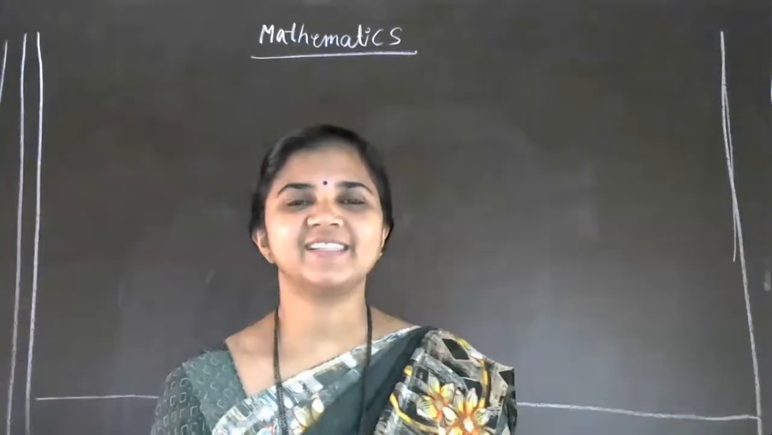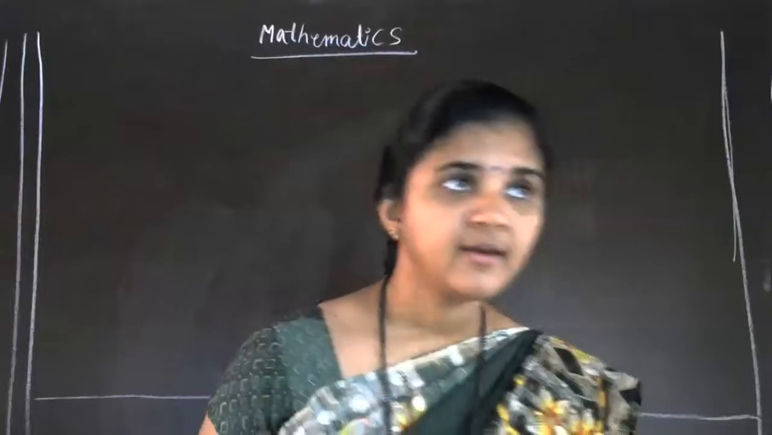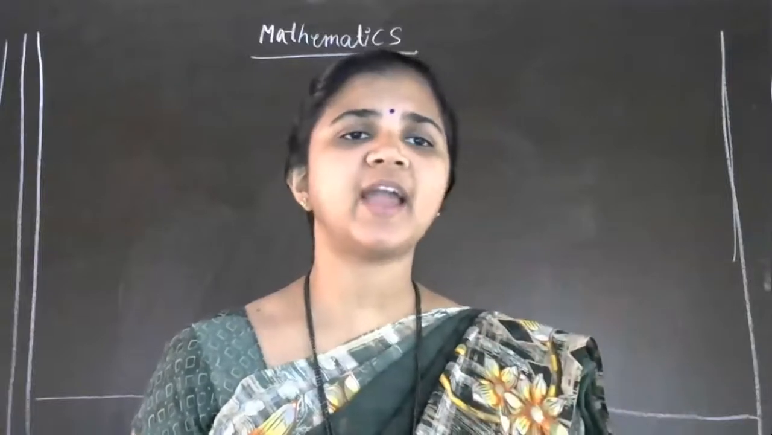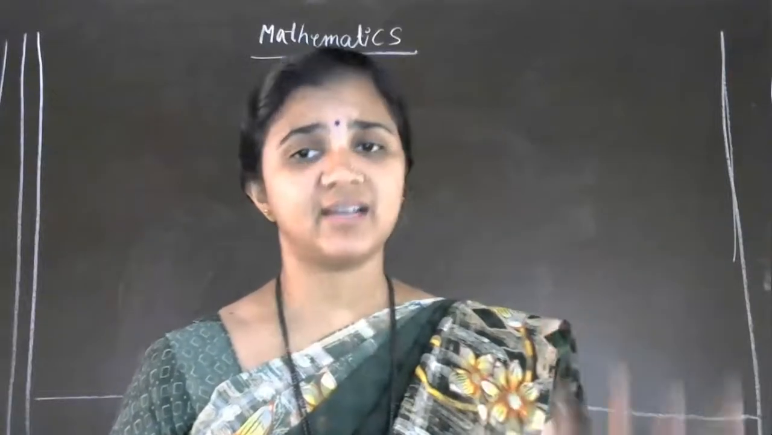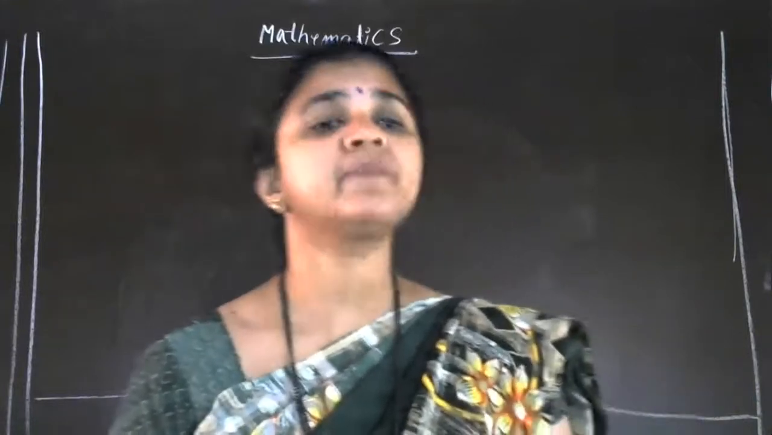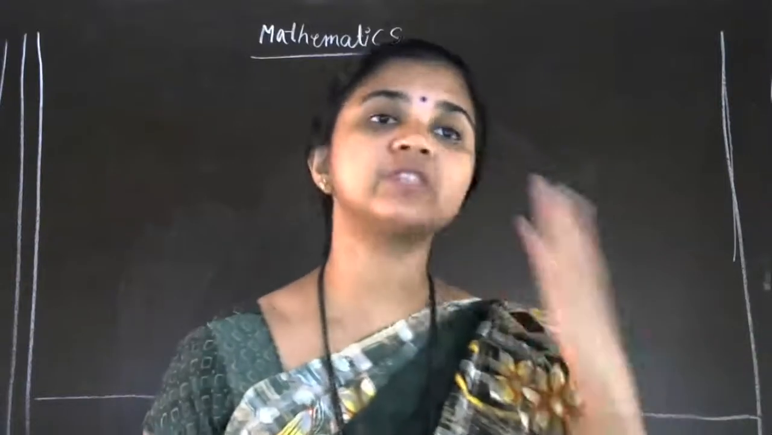Similar triangles are triangles which have corresponding angles equal, and their corresponding sides are proportional. Yes, very good, Nitin. Two triangles are similar if the corresponding angles are equal and the corresponding sides are in proportion. Same definition for similar triangles. So today we are going to discuss the concept of similar triangles.